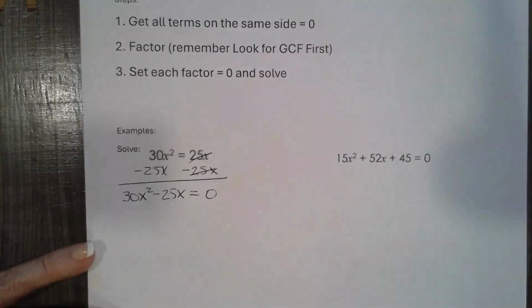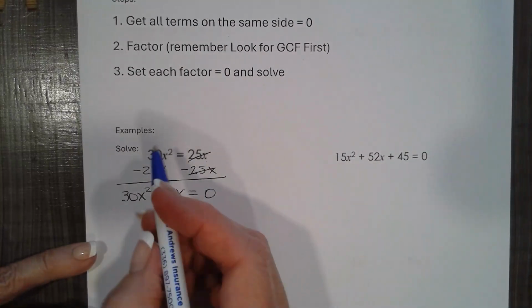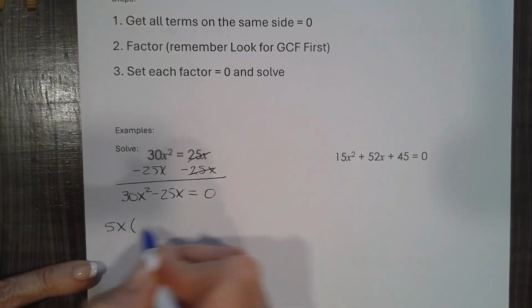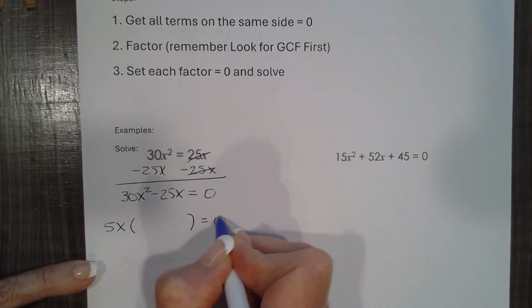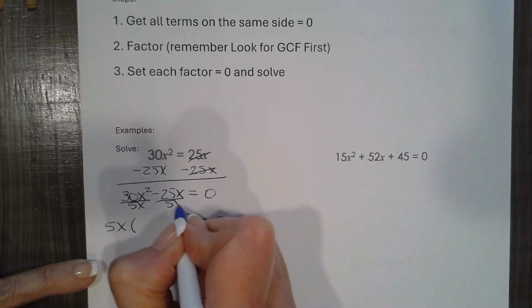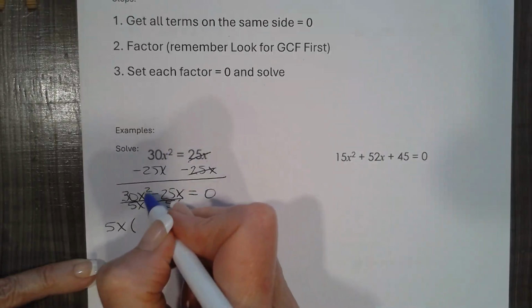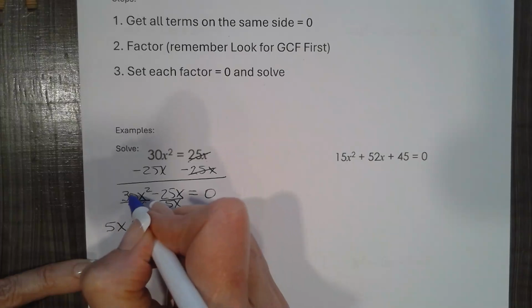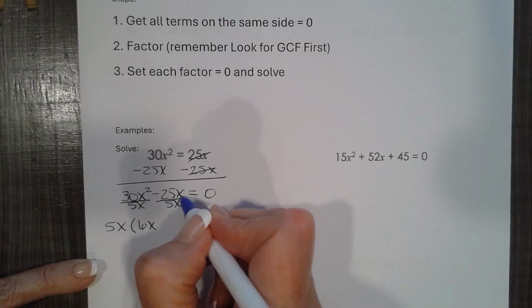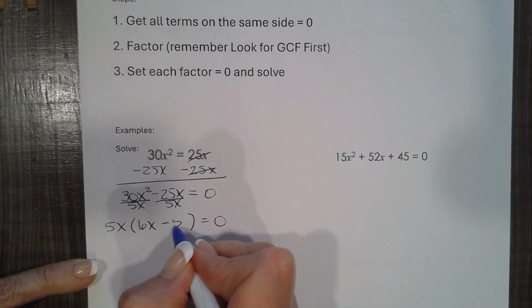Can I pull out a greatest common factor? Yes, I can. The greatest common factor is going to be 5x. So I'm going to set up a parenthesis. I'm going to divide all the terms by my greatest common factor. Don't forget your x. Remember, we're subtracting powers. So when I divide here, I get 6x. Here, the x's cancel, and I'm left with a 5.